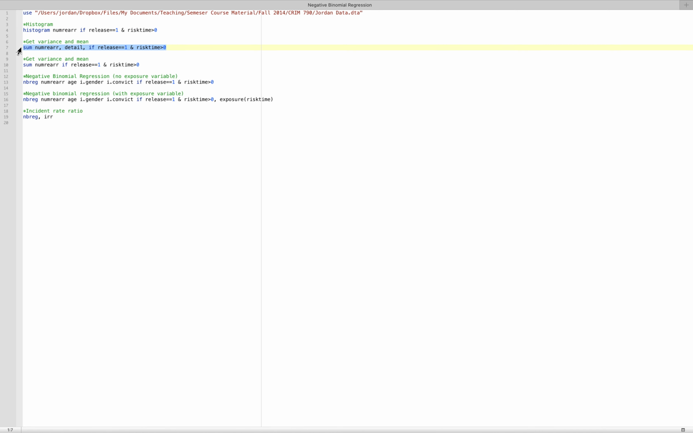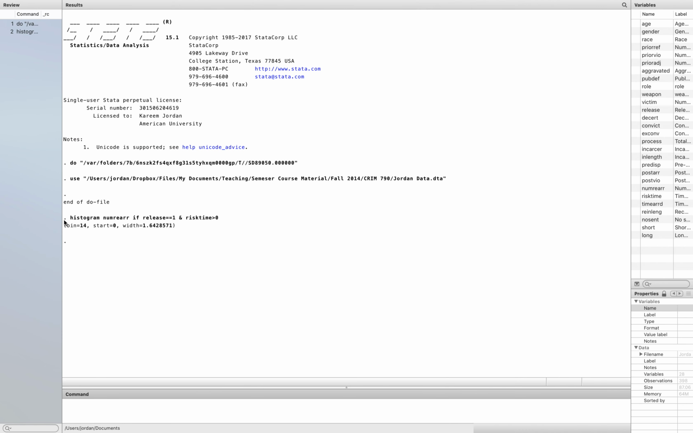Second, those of you who have some understanding of count models might be asking me, why don't we use a Poisson model? Poisson and negative binomial regression are very, very close friends with each other. What distinguishes the two is the relationship between the values of the variance and the mean.